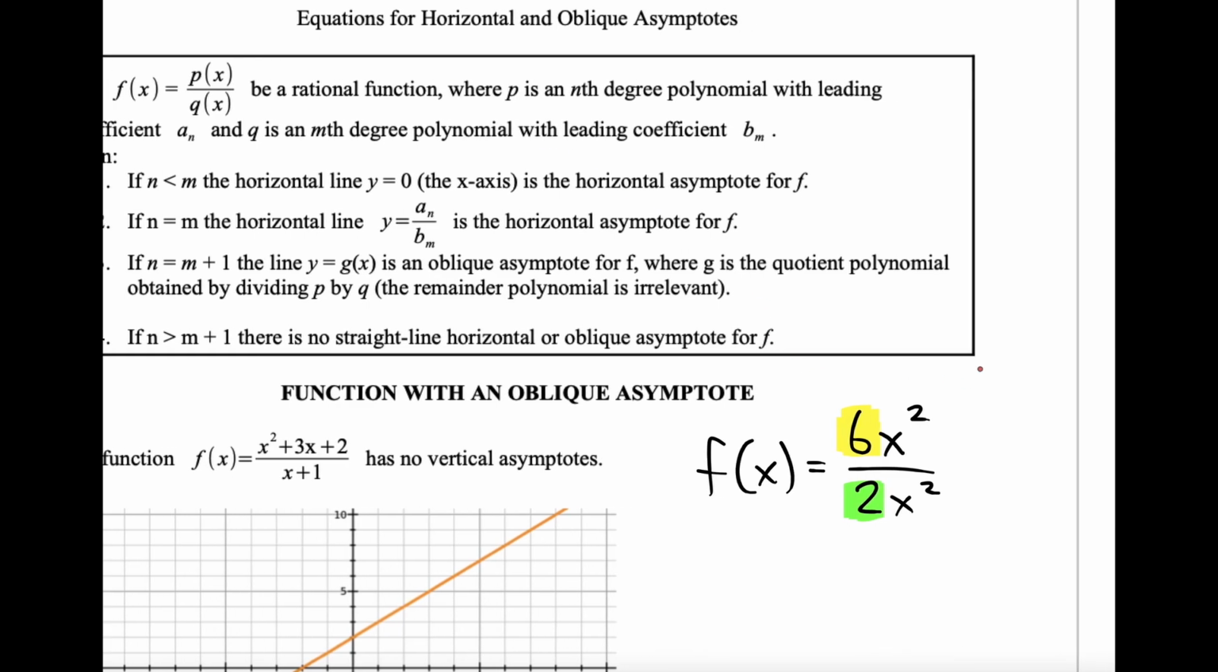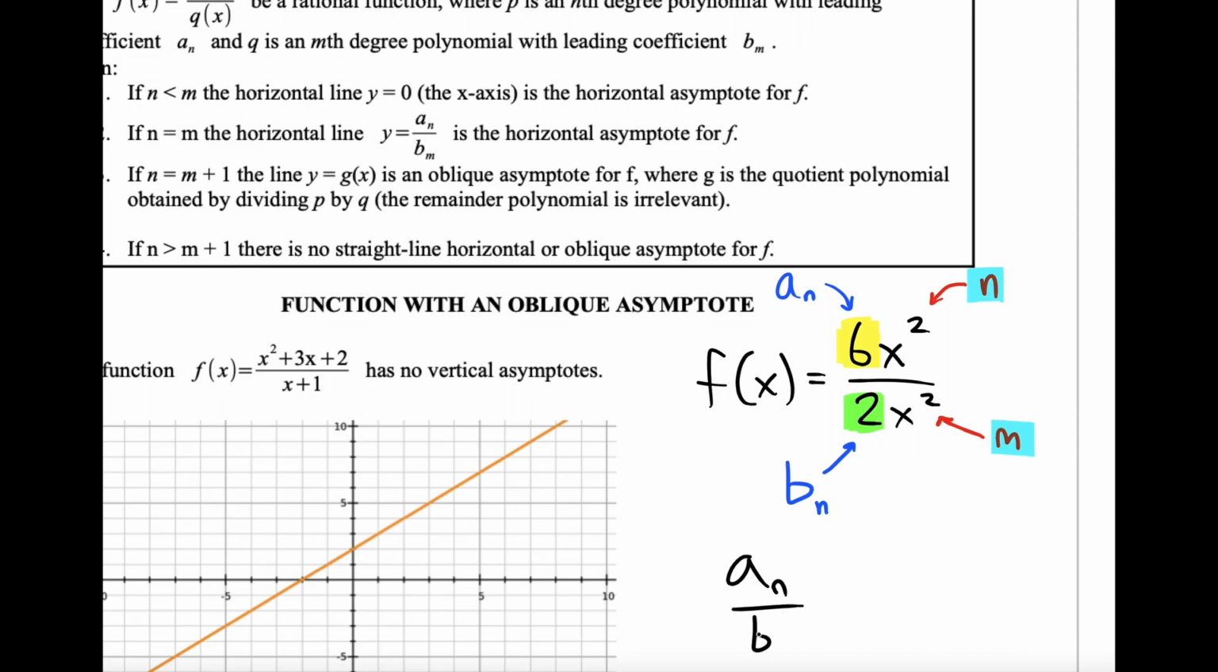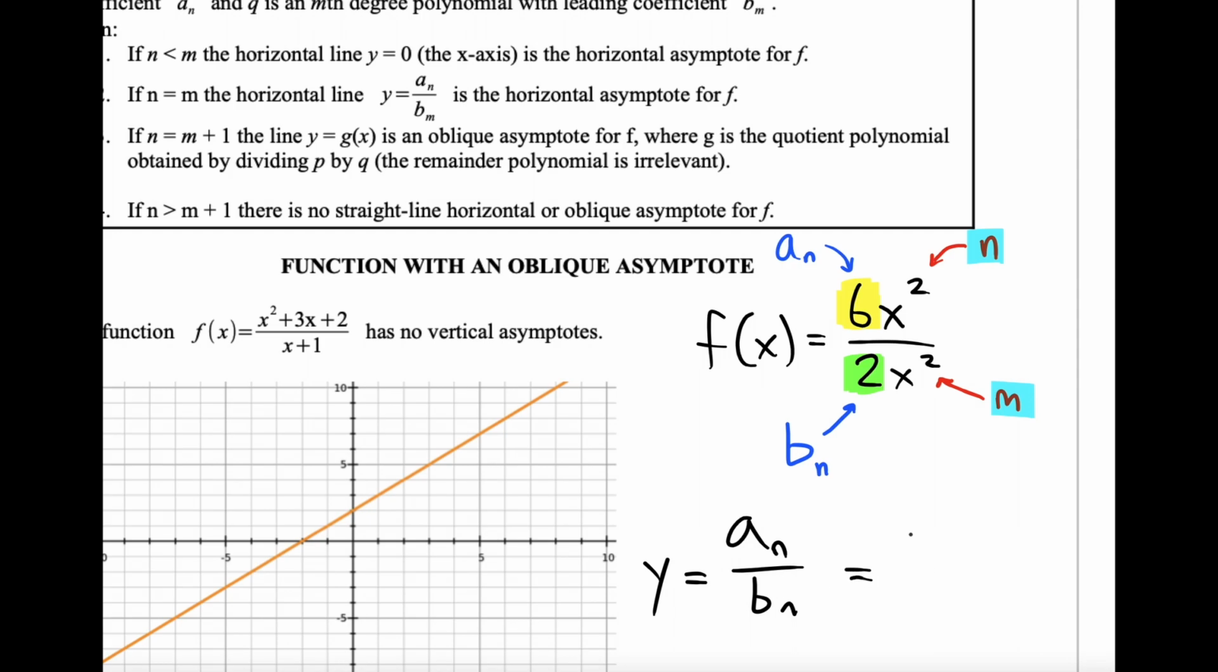So just to make this clear, this is n, the exponent of our numerator polynomial. This guy is m, which is the exponent of our denominator polynomial. When they say an, they're referring to the coefficient of the numerator polynomial. And when they talk about bn, they're talking about the coefficient of the denominator polynomial. And they're saying when n equals m, then we're going to have to divide an by bn, to get the equation of the horizontal asymptote. Apparently, it's at y equals 3.